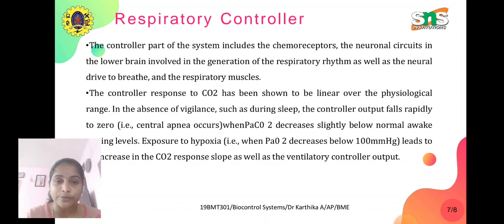The controller response to CO2 has been shown to be linear over the physiological range. In the absence of vigilance, such as during sleep, the controller output falls rapidly to zero. It leads to an increase in the CO2 response slope as well as the ventilatory controller output.